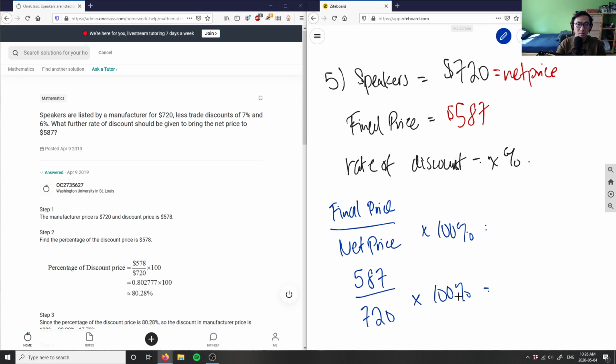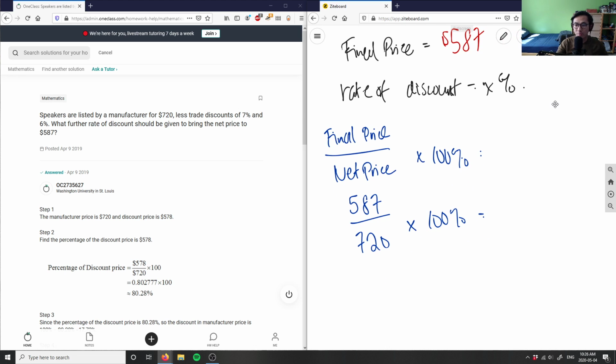So 587 divided by 720 will give me a decimal number of 0.8152. I'm going to multiply that by 100%, which gives me about 81.52%. So this here is the percentage between the final price of the speakers and the net price of the speakers. It makes up 81.52% of the net price here.